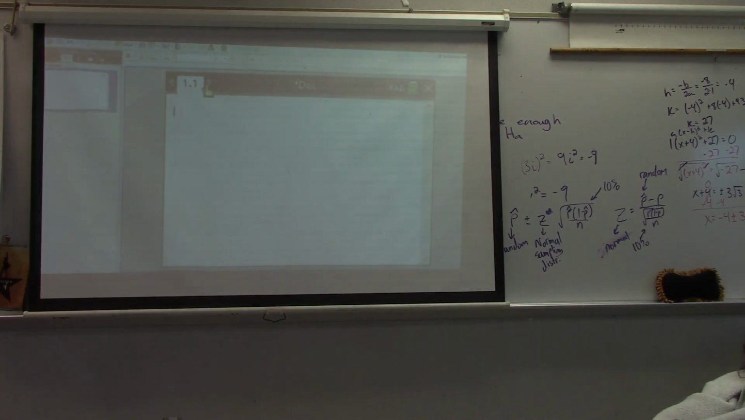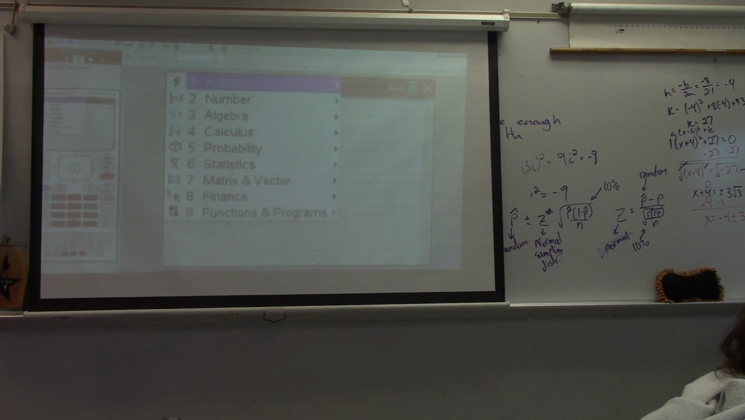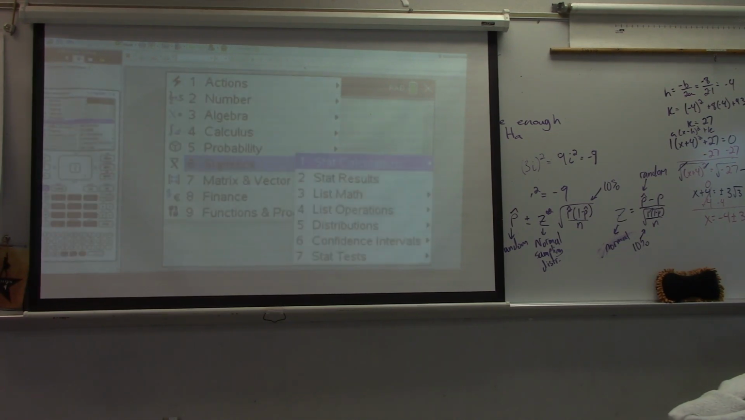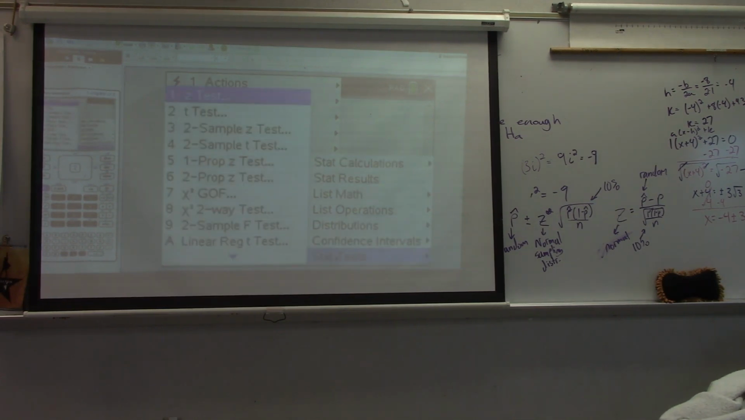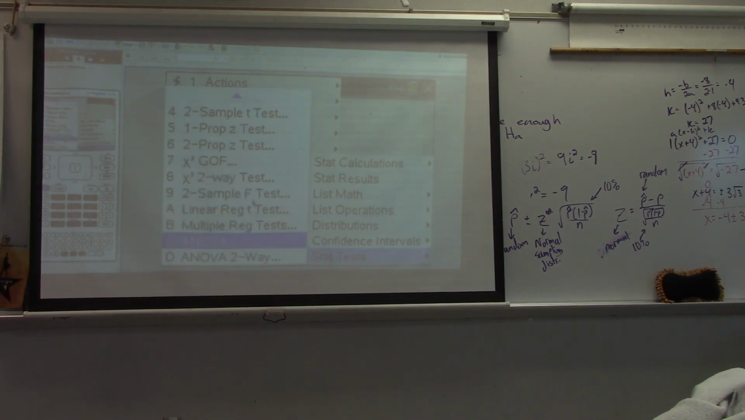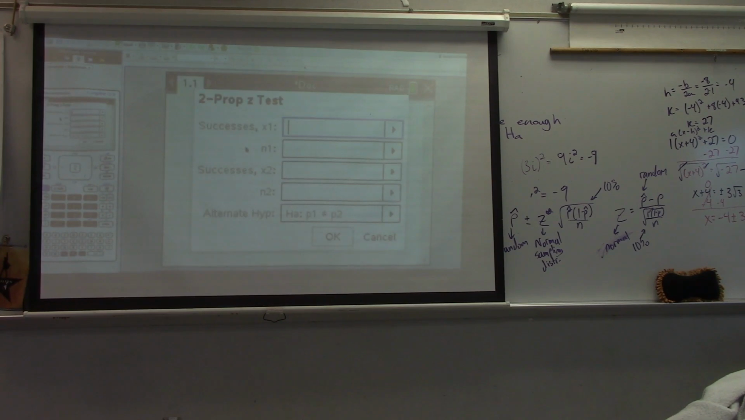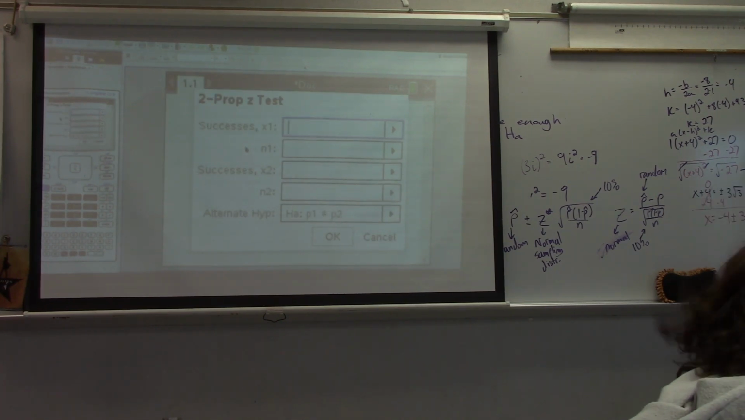So I'm going to go to menu. Under menu, I'm going to hit what? Stat. For statistics, then stat test. Now, look at your statistical test. What type of statistical test are we trying to do? 2 proportions. And remember, we're dealing with proportion, so a 2 proportion z-test. So number 6, and you have to find your successes.